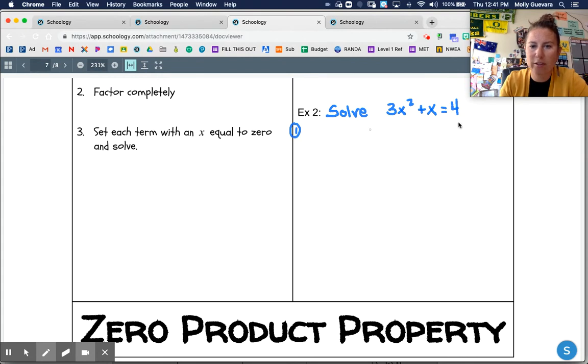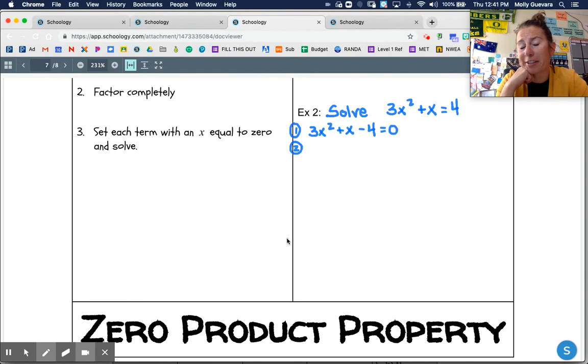So my first step is I gotta set everything equal to 0. I have to get everything onto one side. I like to keep my x squared positive, so I'm gonna subtract this 4 over, which gives me 3x squared plus x minus 4 equals 0, right? All I did was subtract the 4 over.